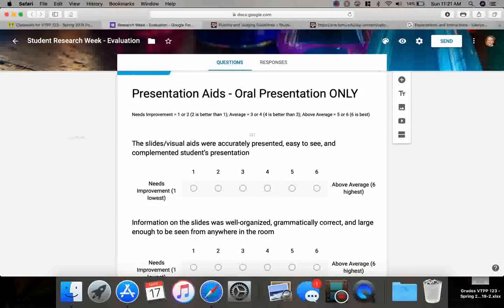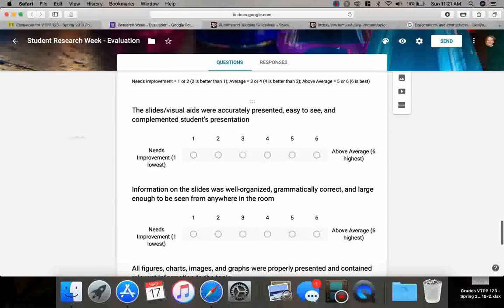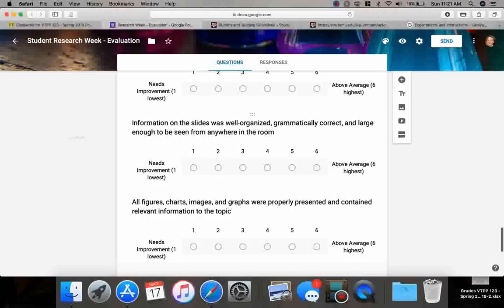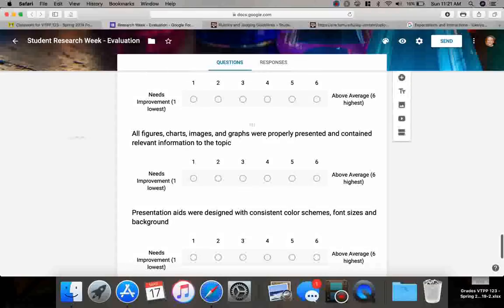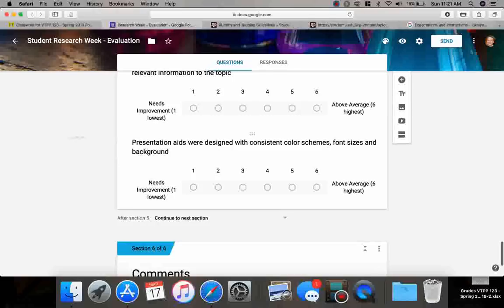Presentation aids. This is for oral presentations only. Slides or visual aids were accurately presented, easy to see, and complemented the student's presentation. Information on the slides was well organized, grammatically correct, large enough to be seen from anywhere in the room. All figures, charts, images, graphs were properly presented and contained relevant information of the topic. Presentation aids were designed with consistent color schemes, font sizes, and backgrounds. That can come to a trick on some oral presentations, especially in these student group derived ones.